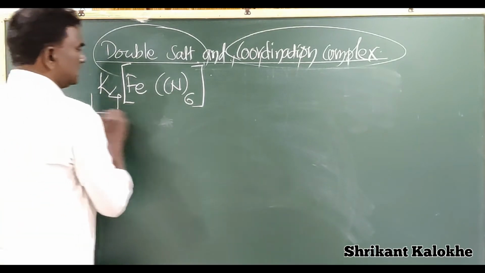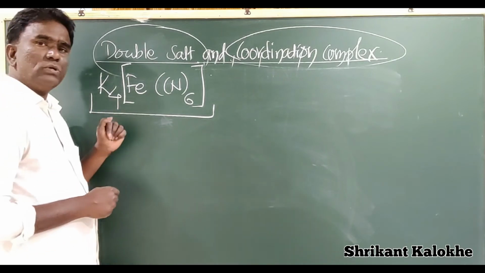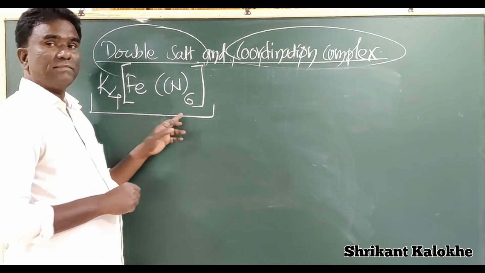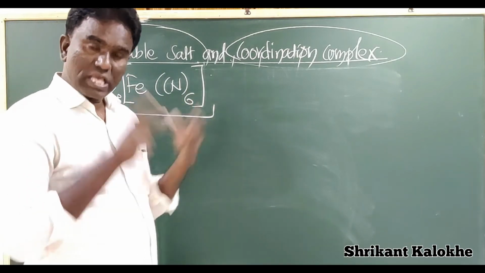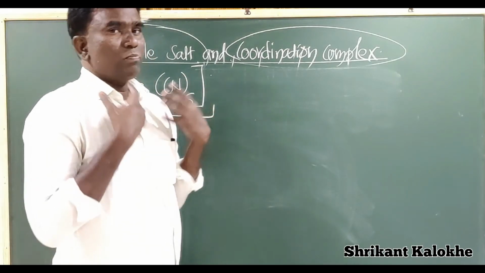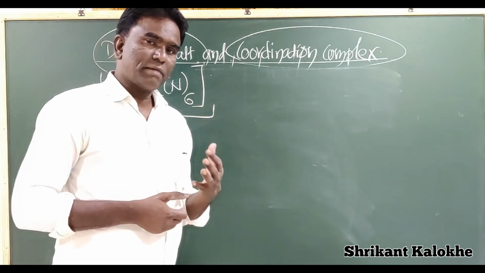For example, this is a compound. Here you can see that this could also be perceived as potassium cyanide plus ferrous cyanide, a mixture of two salts, an equimolar mixture of two salts. But it can also be perceived as a complex compound.